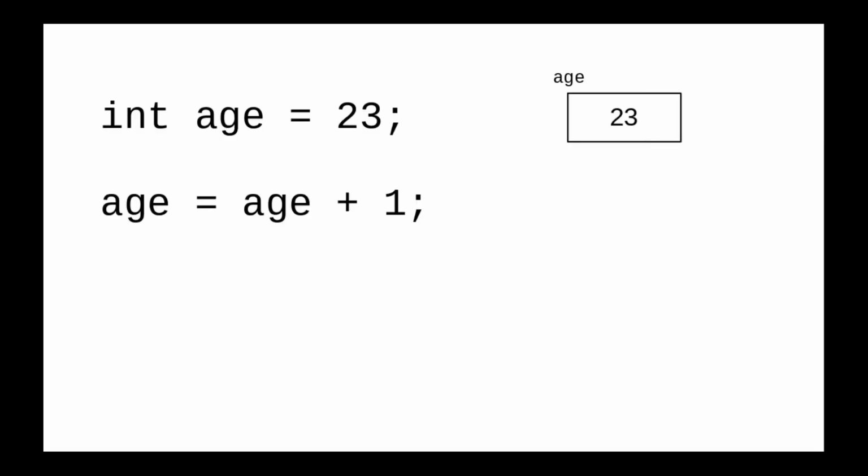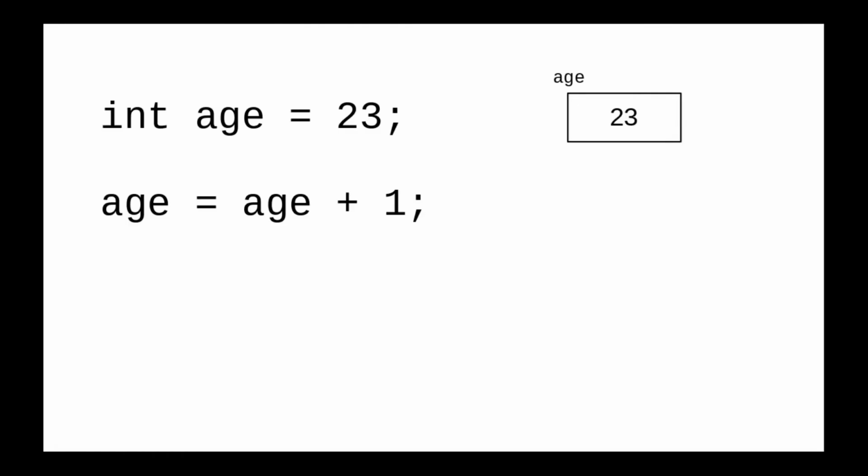To drive home the point that variables in Java don't work like the ones in algebra, let's look at this set of two statements. At the end of the first statement, age has the value 23. Now let's look at that second statement. In algebra, that doesn't make any sense at all. 23 doesn't equal 24, but again, this isn't algebra.